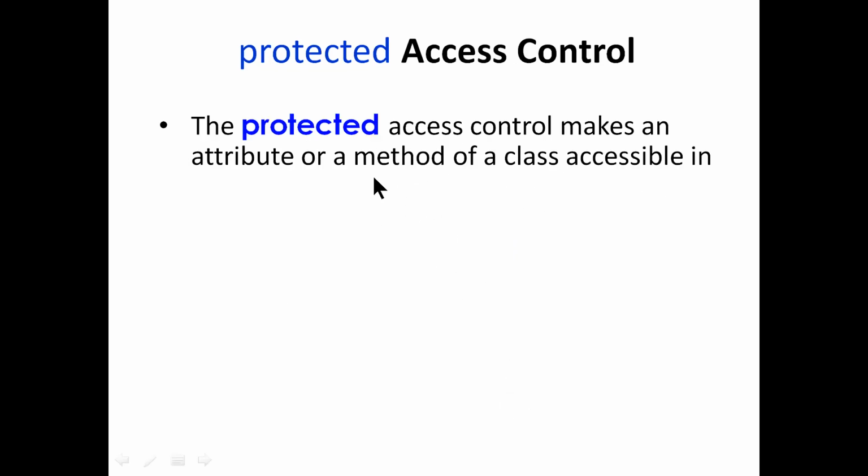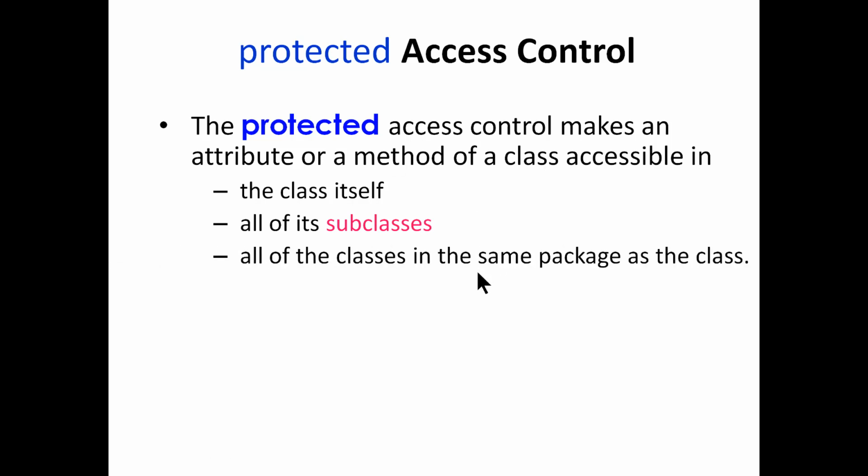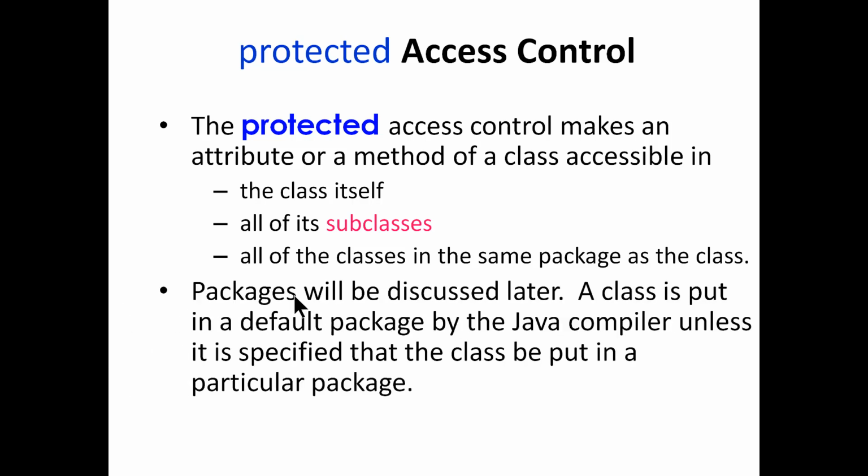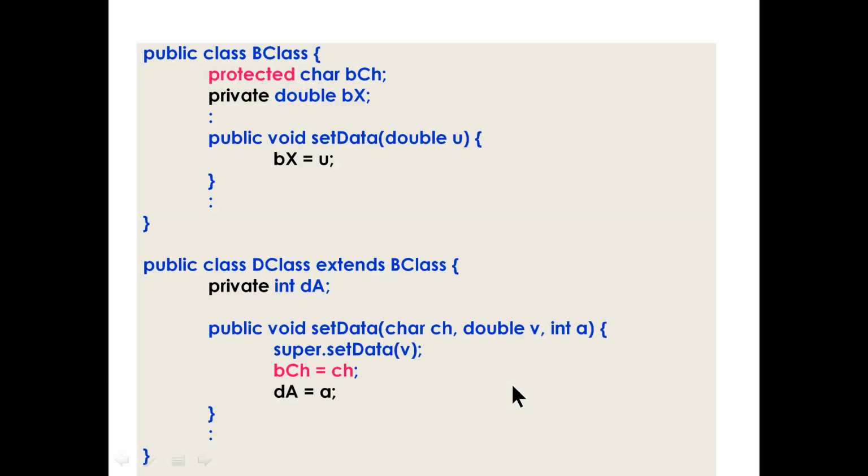Protected access control is like private, but it can be accessed in the class itself and all of its subclasses. That means all the children can access those properties or behaviors. It is also accessible to all classes in the same package as the class. I will discuss packages separately, later.